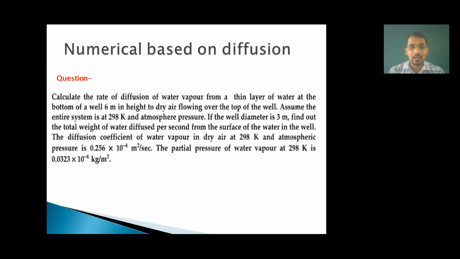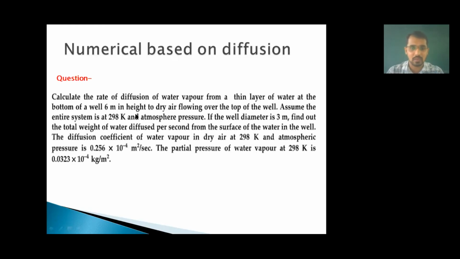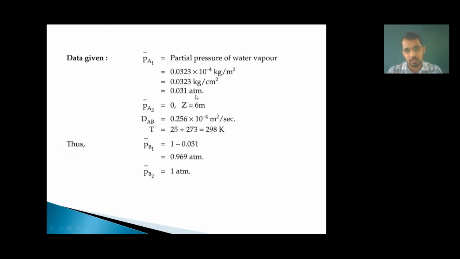Now we will write one by one what is given. So PA1 bar, the partial pressure of water vapor, is 0.0323 into 10 raised to minus 4 kg per meter square. You can see here, I am converting this term into kg per centimeter square, that is 0.0323. After that, I am converting into atm, the atmospheric pressure, because the system pressure is given in atmospheric. The entire system is at atmospheric pressure, that's why I am converting this pressure into atmospheric pressure.